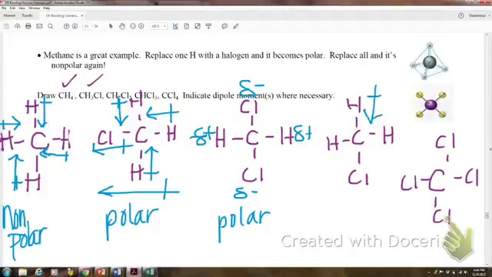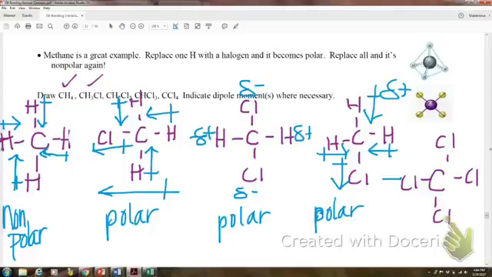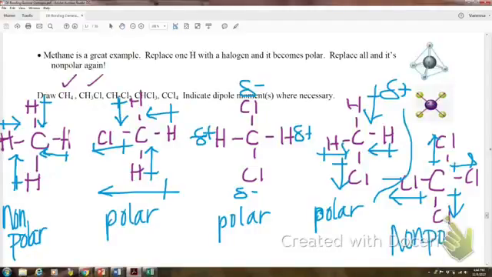Same thing here, draw them, and you see the same thing, and then this one goes this way. So we would have negative down here, slightly positive up here. So this one would be polar. And then when we get to the last one, we've got chlorine all the way around, so our vector arrows are going to be going out, out, out, and out. This was for that, okay? So this one would be nonpolar. Okay? If you're not finished writing that yet, pause the video and catch up.